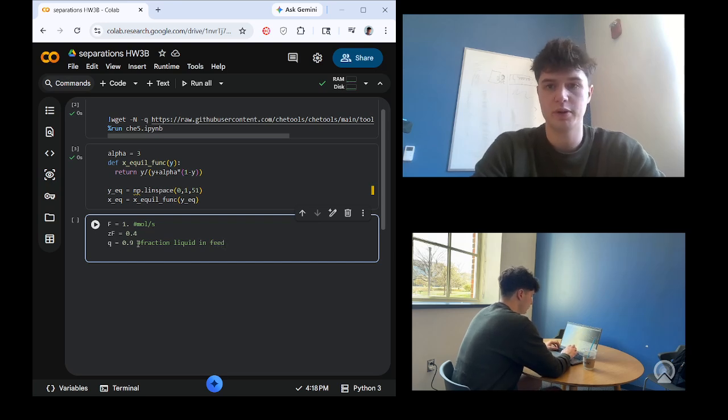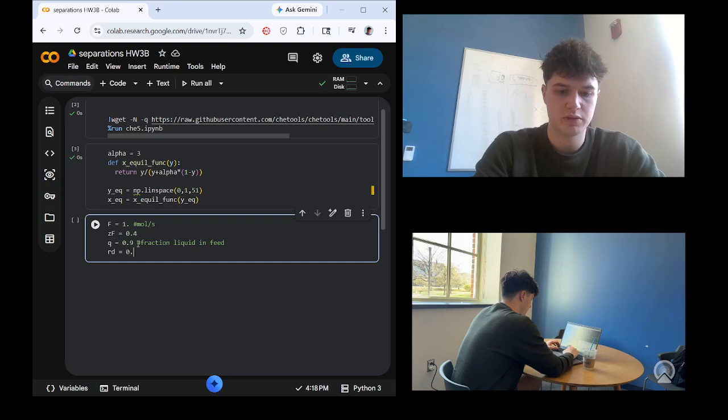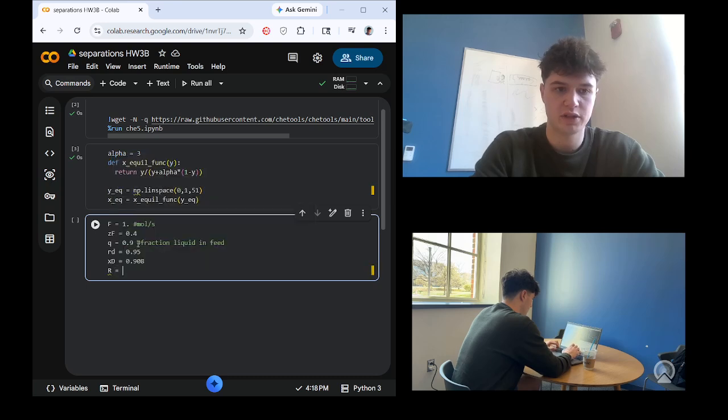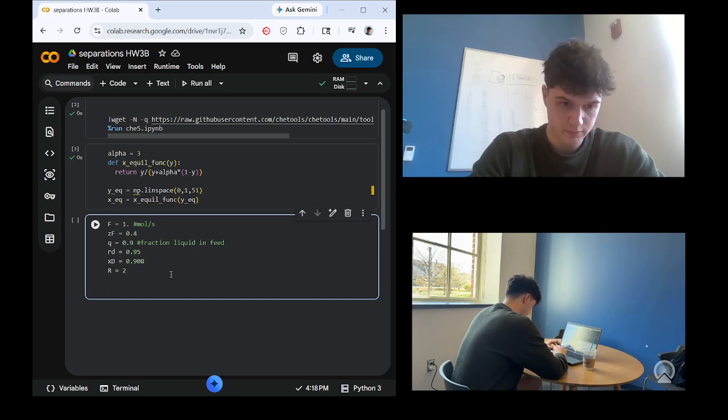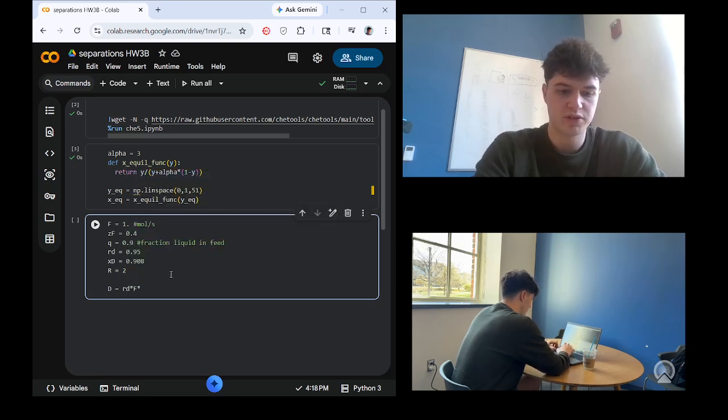And again, as you notice, all these variables that we are using are the ones that we used in our derivation equations. And now RD is going to be equal to 0.95. XD, which is our distillate, is going to be 0.980. And then our reflux is going to be a value of 2. Now, the equation for all this, the distillate is going to be equal to our RD times our feed times our ZF value all divided by our XD.